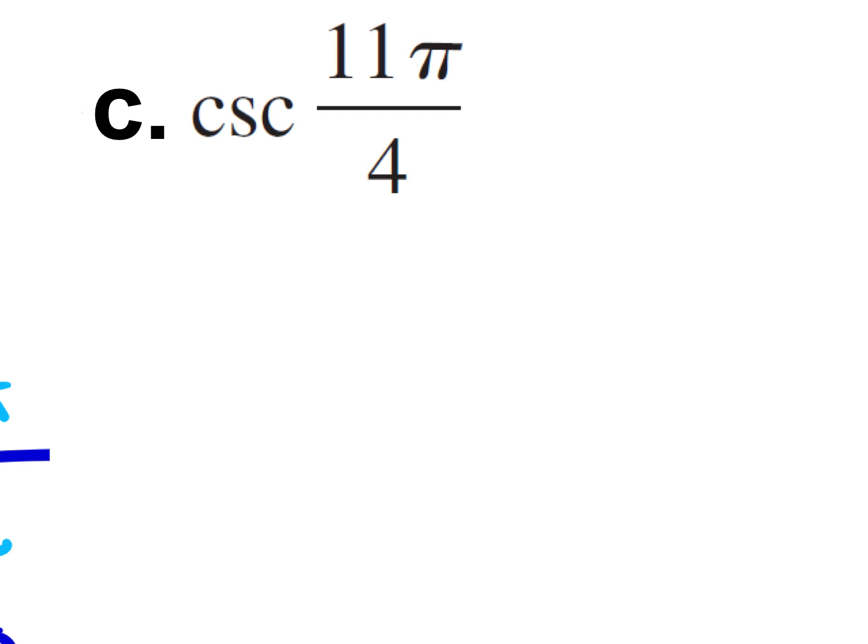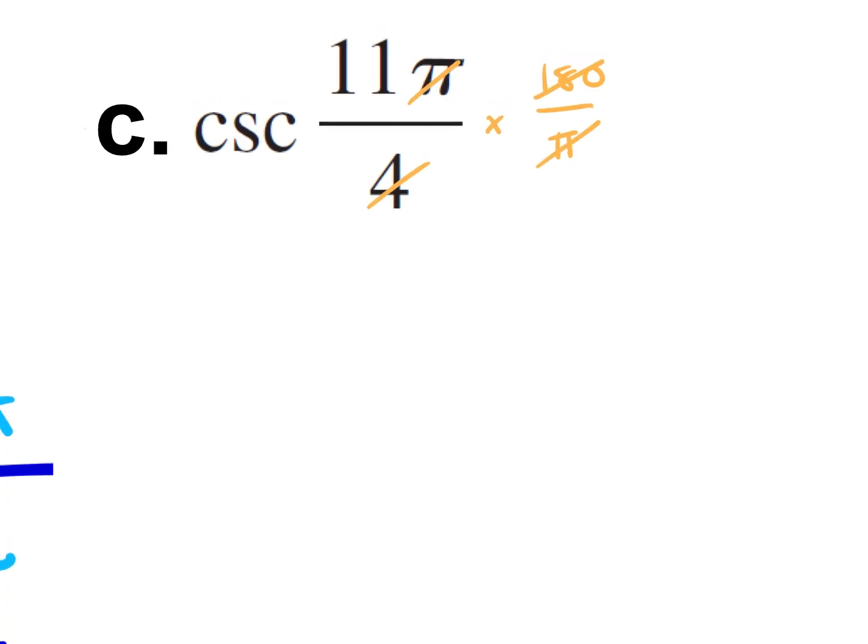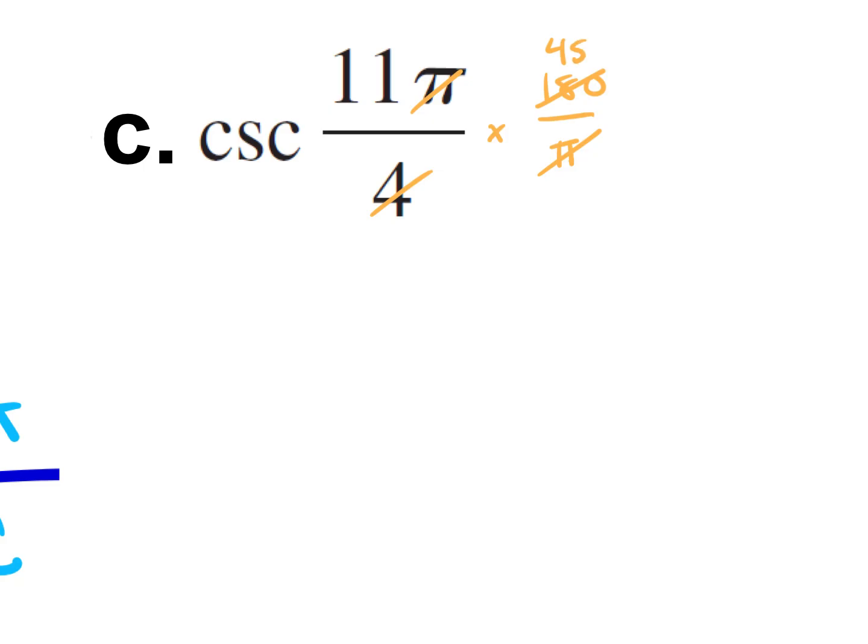First, what should we do? Change it to degrees. So we're going to multiply by 180 over pi. The pi's will cancel. 4 goes into 180. How many times? 45 times. And then 45 times 11 would be 495. So we're looking for the cosecant of 495 degrees.